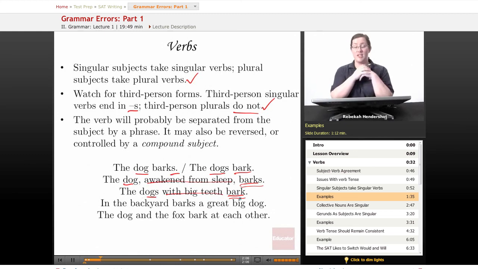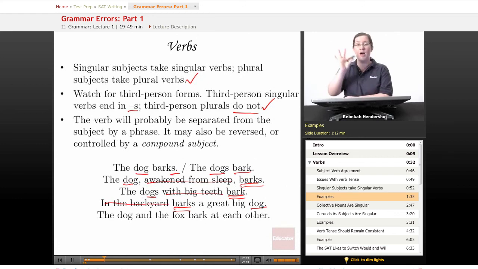Let's do this in a slightly more complicated form. In the backyard barks a great big dog. For some reason, not always, but often, when we start with a prepositional phrase, the verb will end up coming before the subject. English speakers just like this.